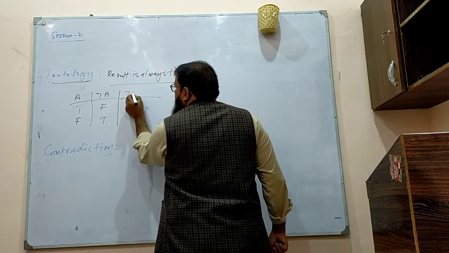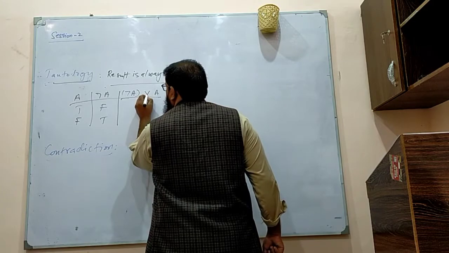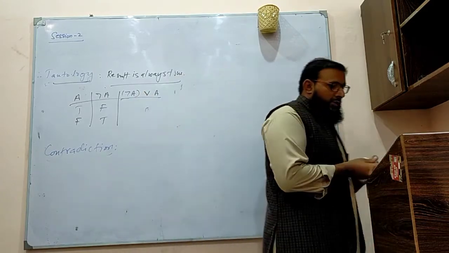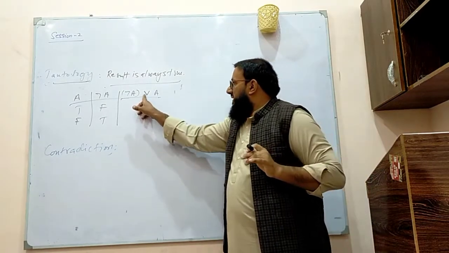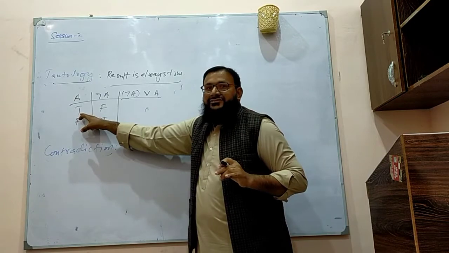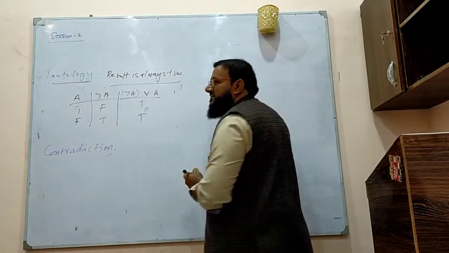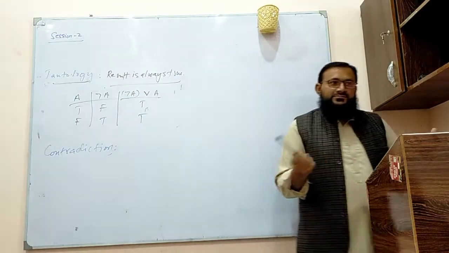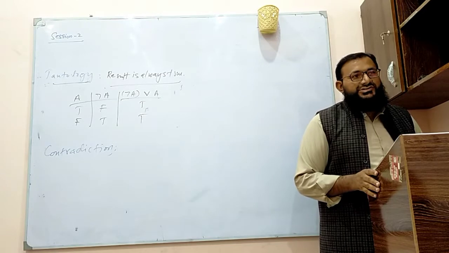What is this? Negation of A or A. What do you do now? Arrange negation of A. If this is OR, it means you have to find out whether at least one of them is true. So what is the result? Tautology. So when the result or output of a statement is always true, that's called a tautology.